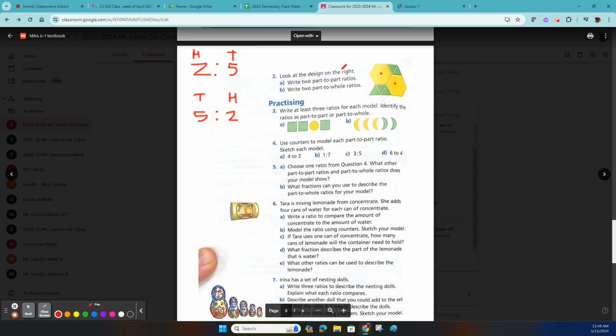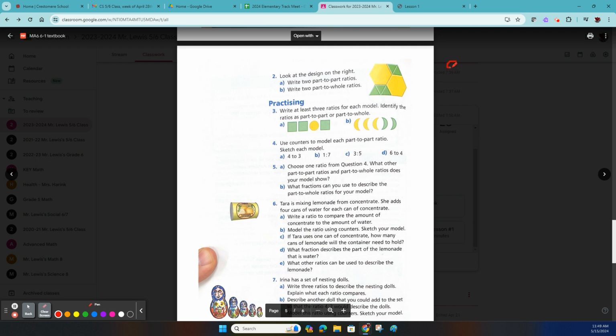Now we can go part to whole. So if I'm going hexagons to whole, I've got 2 to how many total? Well, 1, 2, 3, 4, 5, 6, 7. 2 to 7. I can also go 5 to 7 if I'm comparing triangles to whole. Boom. Question 2, done. Question 3: write at least 3 ratios for each model. Identify the ratios as part to part or part to whole.